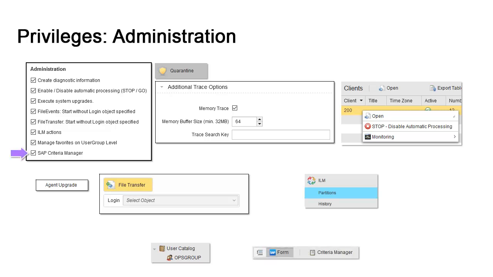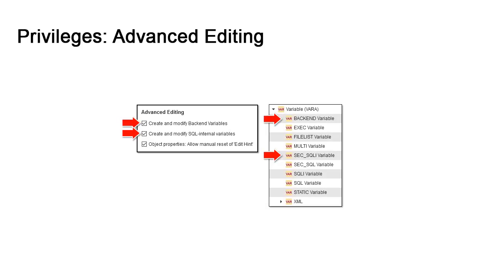Finally, if you disable SAP Criteria Manager, the user simply cannot use Criteria Manager on the SAP form. The next section is Advanced Editing. The first two boxes address variables. Backend and internal SQL restrictions are often needed to protect against SQL injections. The other is the Edit Hint Resets.